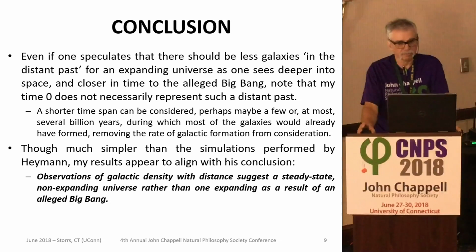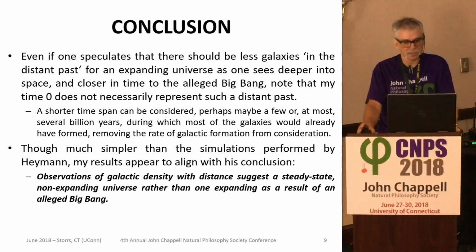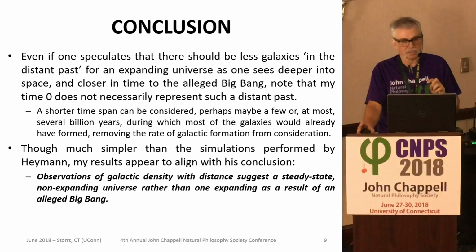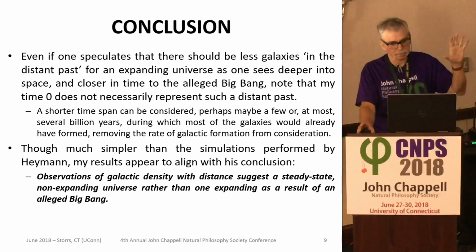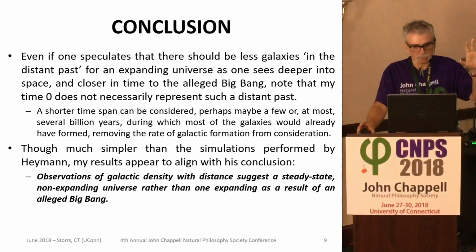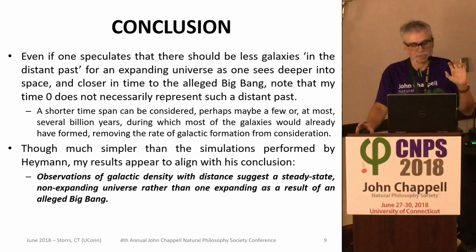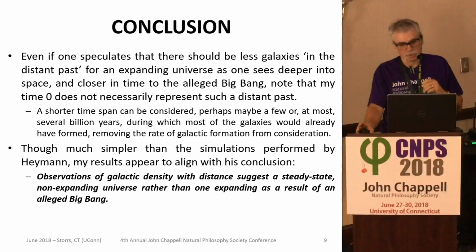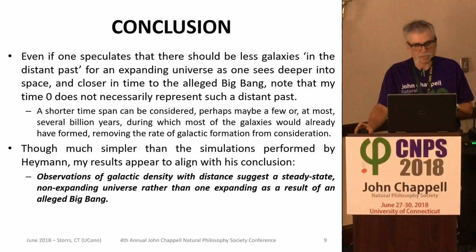So in conclusion, even if one speculates that there should be fewer galaxies in the distant past for an expanding universe, as one sees deeper into space and closer in time to the alleged Big Bang, my time 0 does not necessarily represent such a distant past. I had a very high density at time 0 when I did the simulation for the expanding universe. I could consider shorter time spans, perhaps a few or at most several billion years, instead of the mainstream 13, 14 billion year alleged age of the universe, during which most of the galaxies would already have formed, removing the rate of galactic formation from consideration.